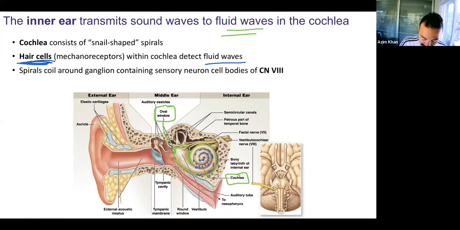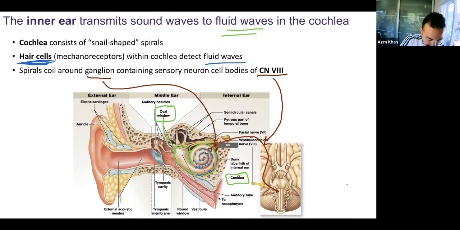When those hair cells get activated, they then send information along these first order bipolar neurons, first order sensory neurons that lead to the medulla oblongata. The axon of this neuron forms part of cranial nerve 8, the cochlear branch of the vestibulocochlear nerve. I drew a cell right here. You can see the cell body. The cell body is in a cranial ganglion.